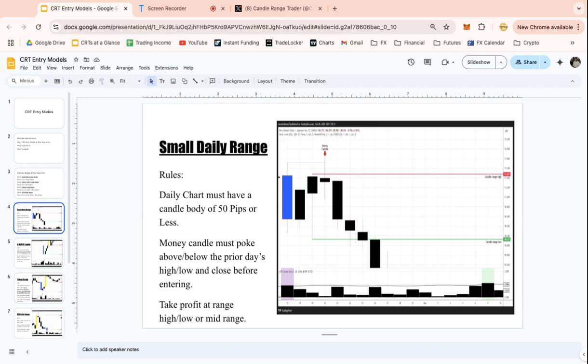If you don't know what the ATR candle indicator is, you need to go to the description of this video. There's a video explaining all that. So next up, the money candle must poke above the prior day's high or low. In this case, it will be a short example because it poked above the range high and then closed back inside of it. So we're not trying to actively trade this day. This day must play out.